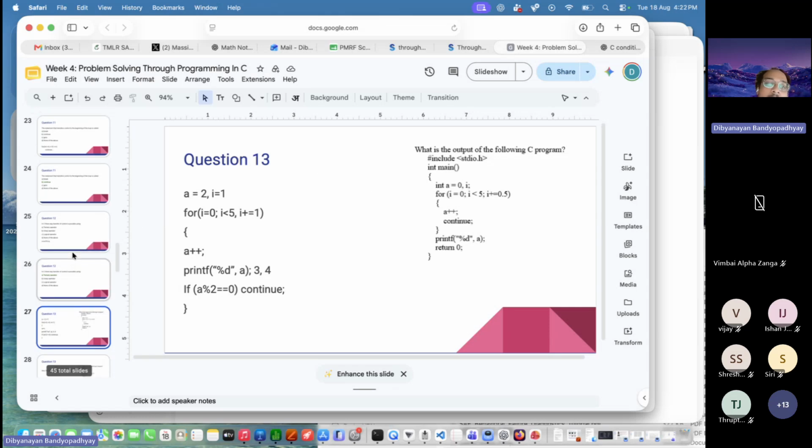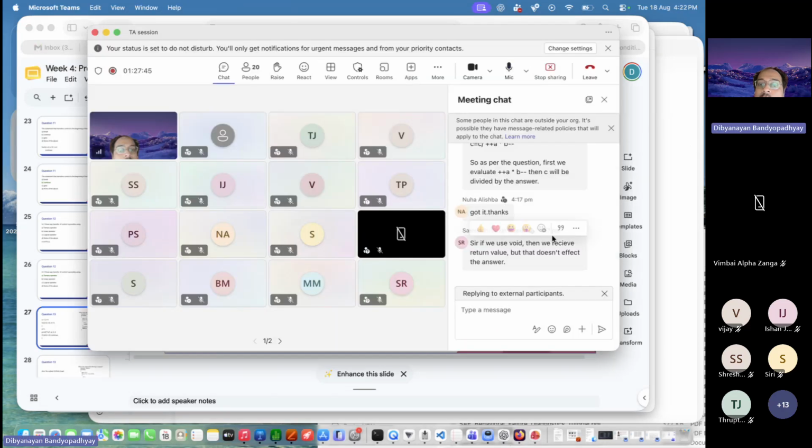Before proceeding, there was some doubt in the chat box. If we use void, then we receive a return value, but that doesn't affect the answer. Yeah, that doesn't affect the answer. These are just return types. If you write void, you don't have to write any return statement. And even float main will work. If you write float main and then your whole program, and after it is done, you just return 1.1, it doesn't really matter.